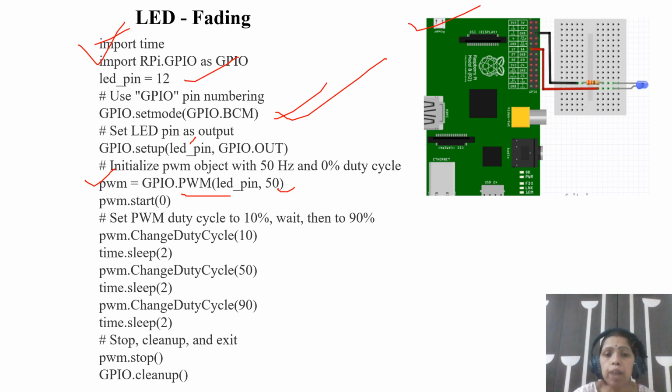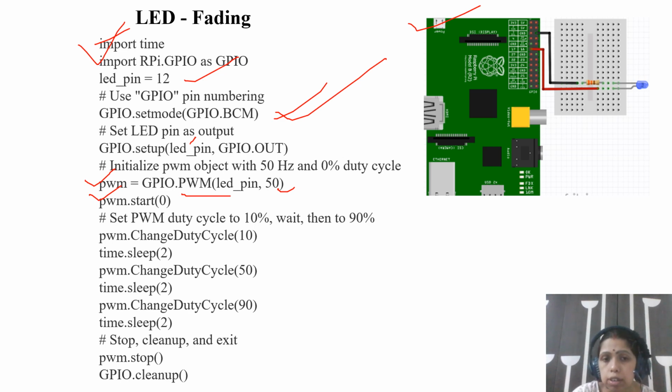Then I'm sending the signal. The signal will start with a frequency of 50 hertz through the LED pin. The entire configuration will be in PWM mode, and I'm storing the entire thing in a PWM variable. Now if you write PWM.start(0), that means the mode will be activated. Through the PWM mode you connect pin number 12, and the entire thing will be activated.